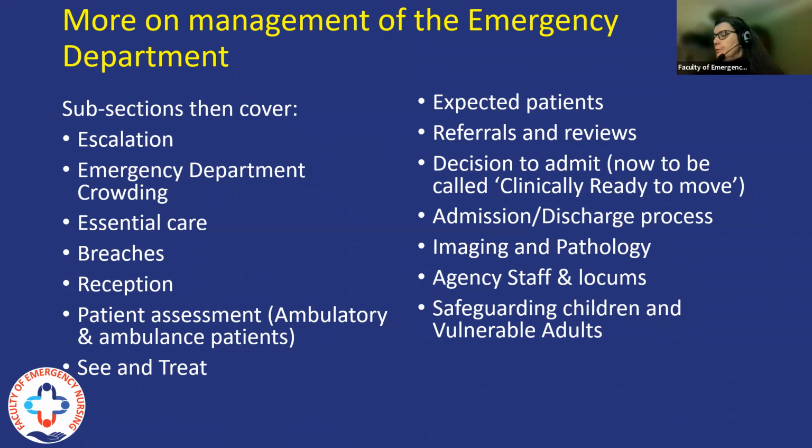They make a big difference to patients and relatives. 5.4, breaches. What are we going to do about breaches? We know the 4-hour breaches are going to happen. What do we do with that? How do we report it? What codes are we going to use against it? Why?